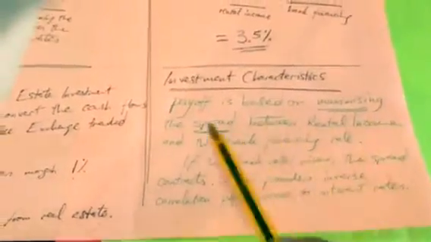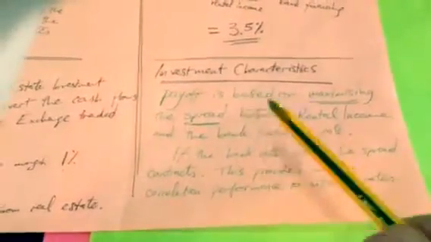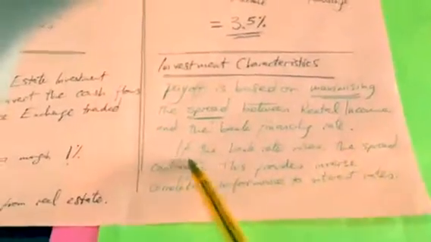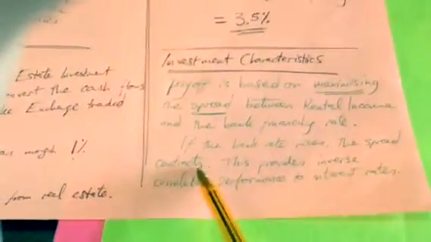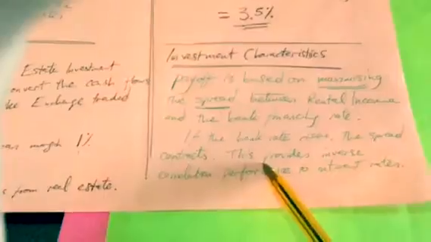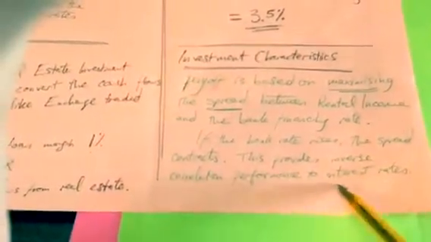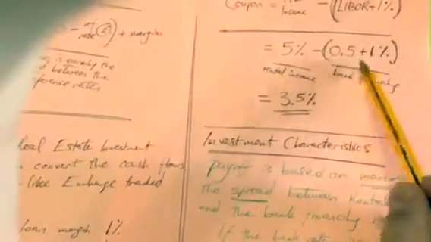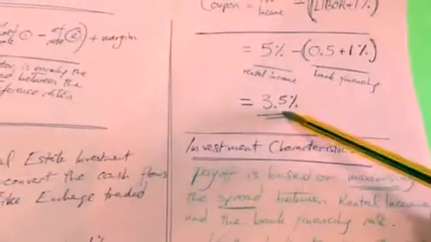The investment characteristics of the dual index floater are that the payoff is based on maximizing the spread between two rates. In this case, it's the spread between the rental income and the bank financing rate. If the bank rate rises, the spread will contract. This means that this ETN provides an inverse correlation performance to interest rates. If interest rates rise, the bank financing costs will rise and the net yield will fall. So in an environment of rising rates, your spread would contract and the investment would become worse.